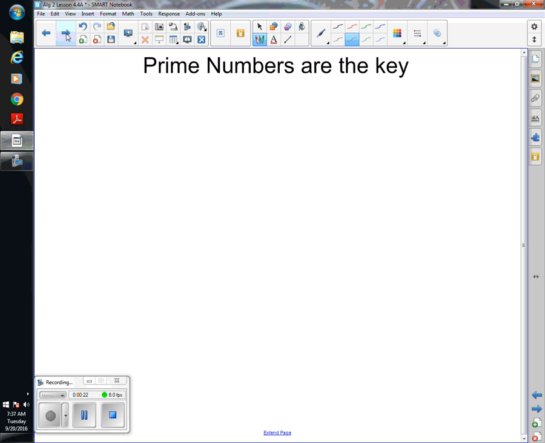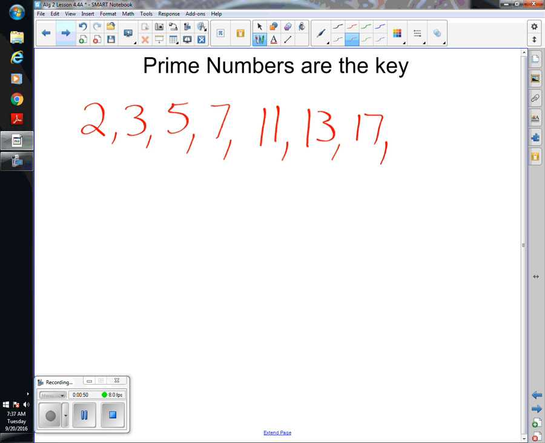Now your prime numbers that you'll be using for the most part: 2 is the first prime, 3 is a prime, 4 is not because it can be divided by 2. 5 is a prime, 6 is not because you can divide it by 2 and 3. 7 is a prime, 8 is not, 9 is not, 10 is not, 11 is a prime, 12 is not, 13 is a prime, 14 is not, 15 is not, 16 is not, 17 is, 18 is not, and 19 is. And that should get you through today's lesson for your prime numbers.